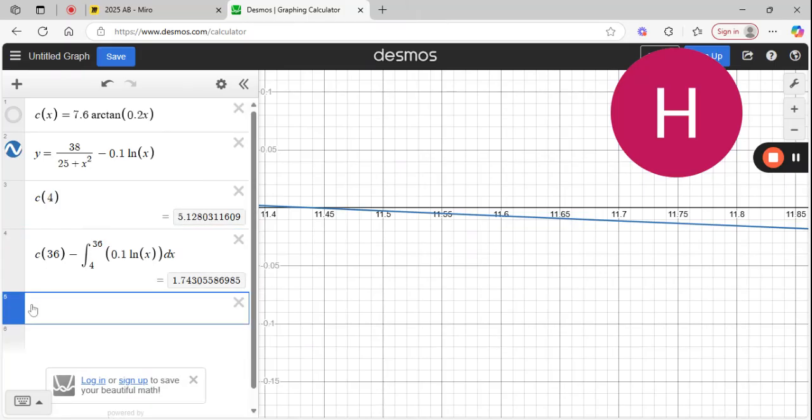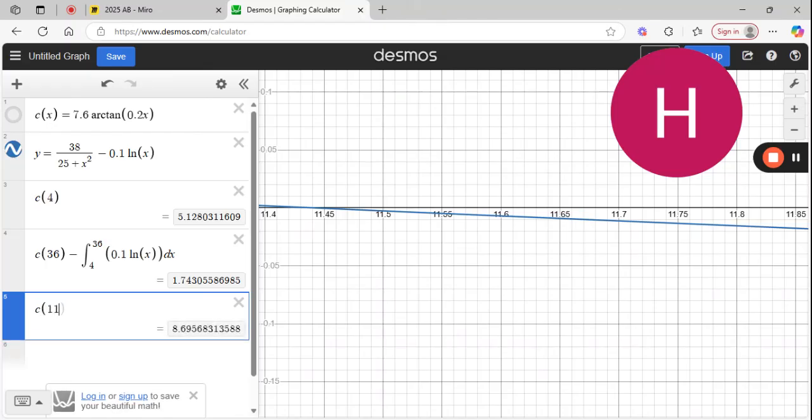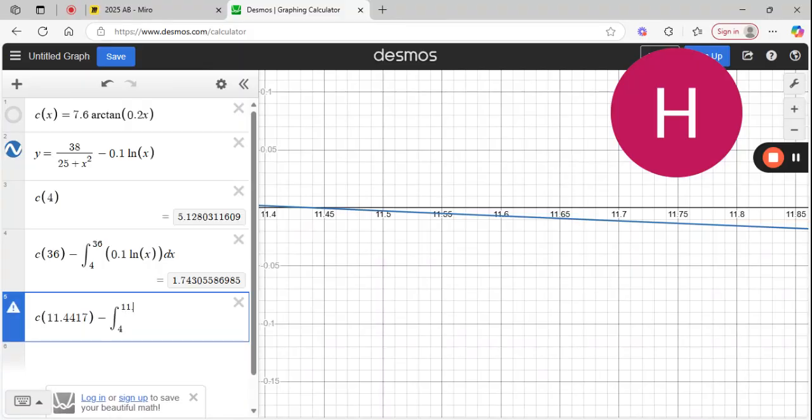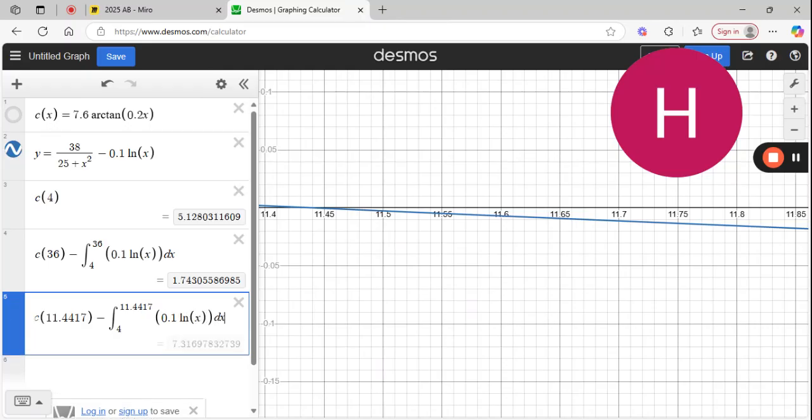And then let's see what is C of 11.4417 minus the integral from 4 to 11.4417. You guys get the drill. Of 0.1 ln. Oops, not NL, ln. Okay, that looks to be our maximum value. I mean, you can't just copy and paste on the exam, but if you just had to write down, C4 is 5.128.